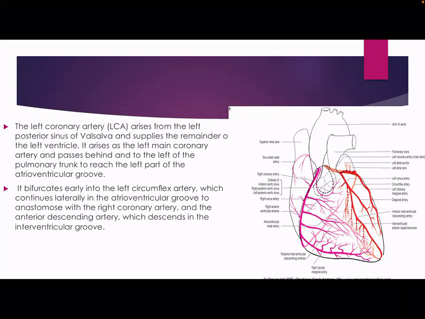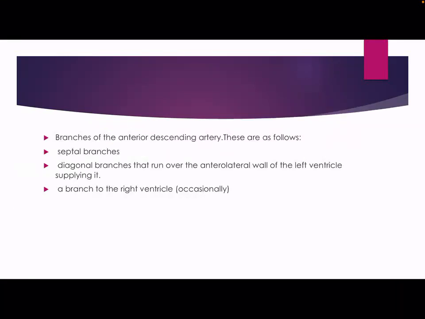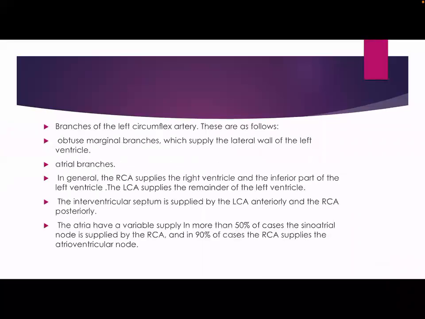Each of these branches gives other branches. The anterior descending artery gives septal branches and diagonal branches and sometimes a branch to the right ventricle. And the left circumflex gives obtuse marginal branches and atrial branches. In summary, the right coronary artery supplies the right ventricle and inferior part of the left ventricle, while the left coronary artery supplies the remainder of the left ventricle.